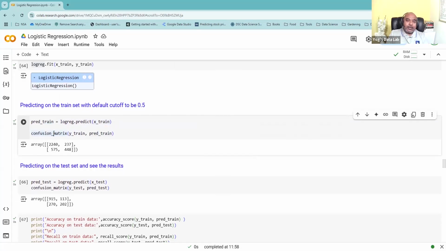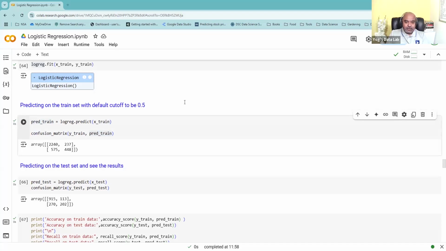Now I'll create a confusion matrix. What was a confusion matrix? A confusion matrix is nothing but a cross table between the actual and the predicted values. So I'm giving a confusion matrix with my actual values, which is y train, and pred train, which is my predicted values. You can write it in a way, let me write it.